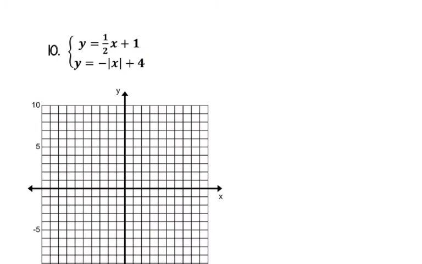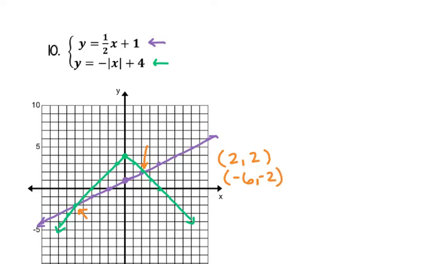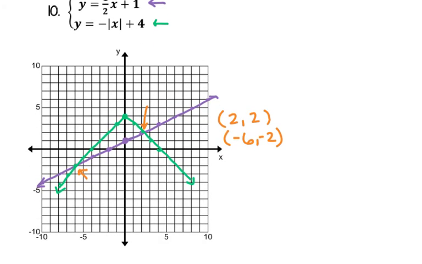Okay, number 10, go ahead and pause the video. You do have a line and an absolute value graph again, so go ahead and graph both of those and find the solution, then come back here and make sure you've got it. Okay, your graph should have looked like this. The purple is my line, and the green is my absolute value. And so when I look for my intersection, I see 1, 2, and so my points are 2, 2, and then negative 6, negative 2. And so then I would verify that before turning in a quiz or a test, which I have done, but anyway, that's what you should have.